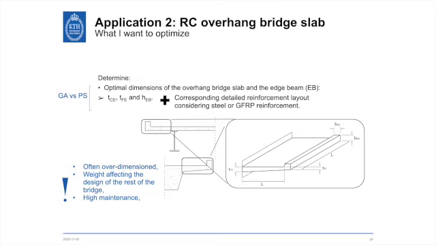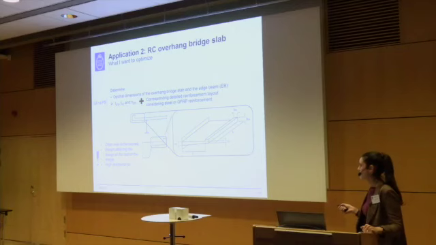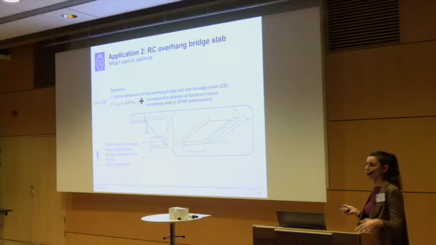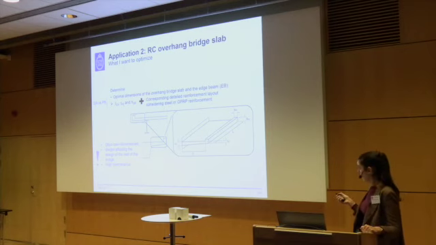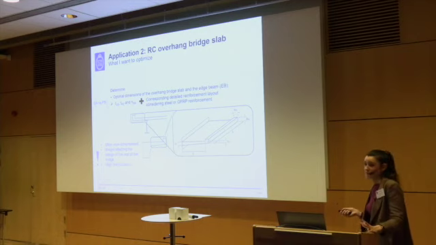And in here I consider 2 types of reinforcement, traditional steel, but also GFRP. And the reason for this is that these elements tend to have quite high maintenance due to the reinforcement that has problems with corrosion. So I'm proposing a GFRP reinforcement which doesn't have this type of issue.